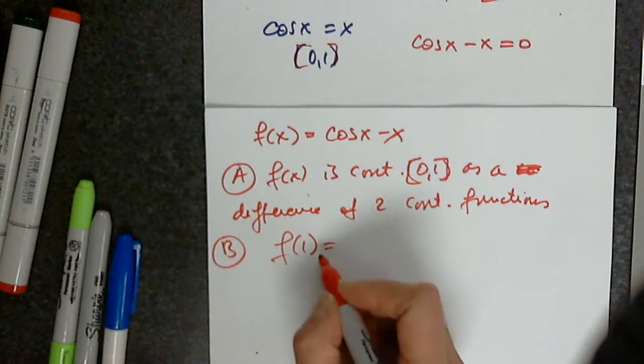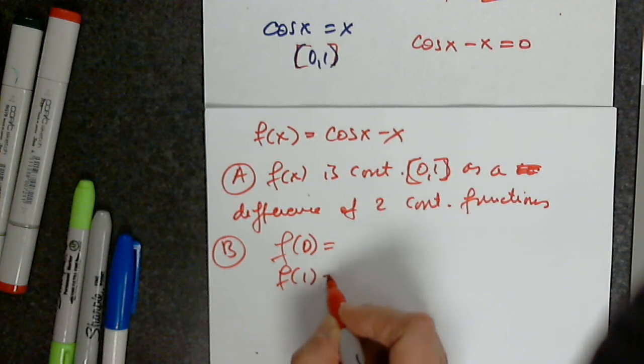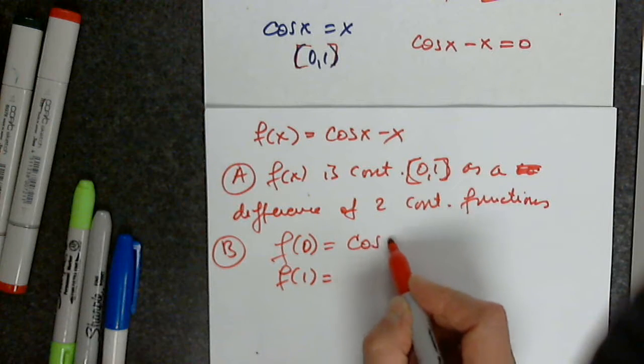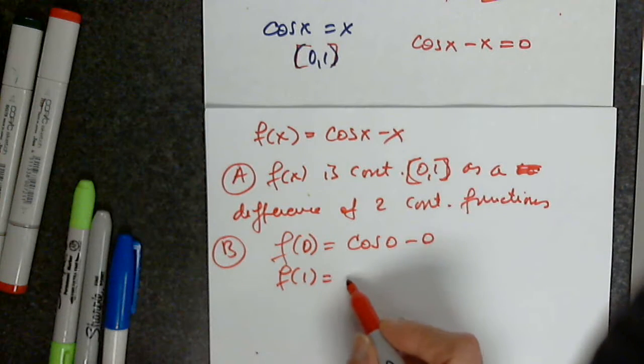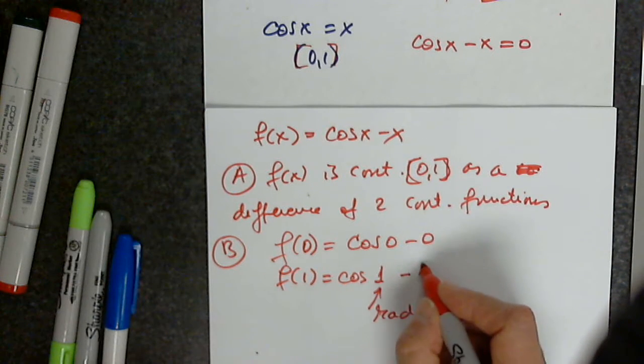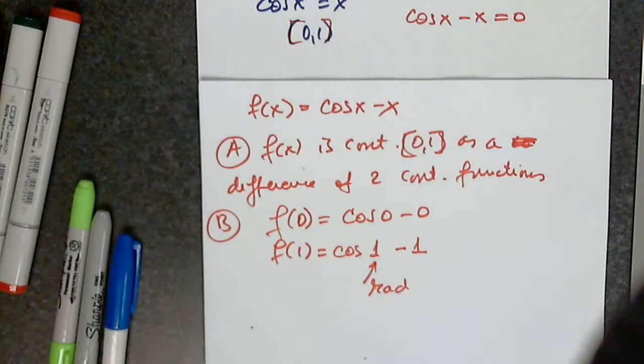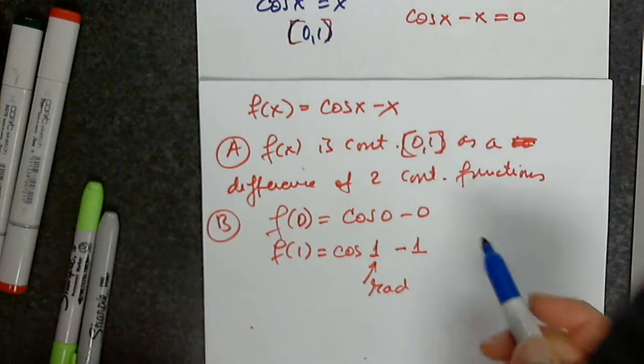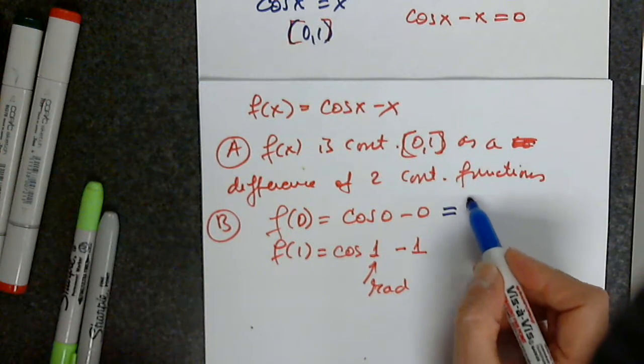f of 0, yes, and then f of 1. So f of 0 will be cosine 0 minus 0, and f of 1 is cosine 1, which means not 1 degree but 1 radian, minus 1. Okay, how much is cosine 0? Yes, indeed. How much is 1 minus 0? Good, that's all I care about.